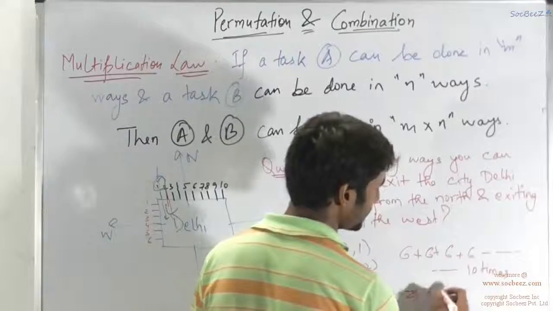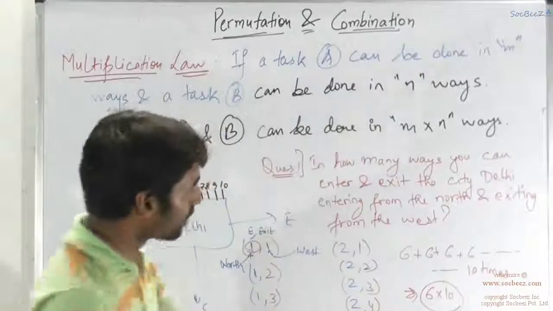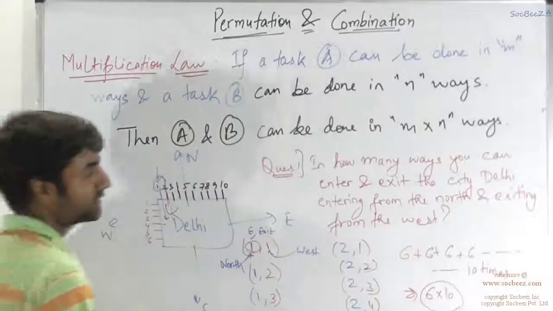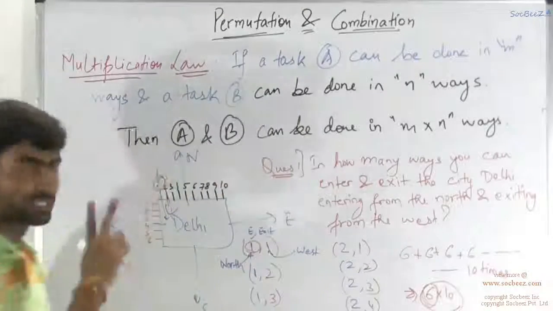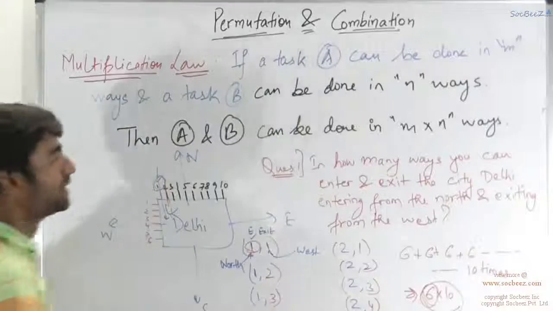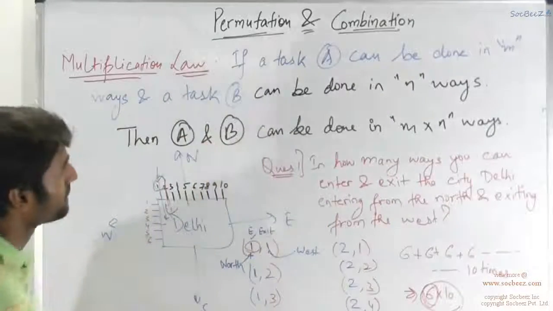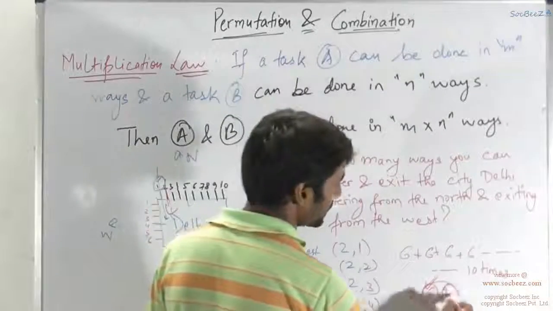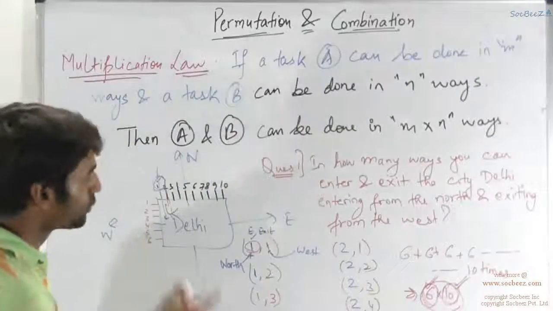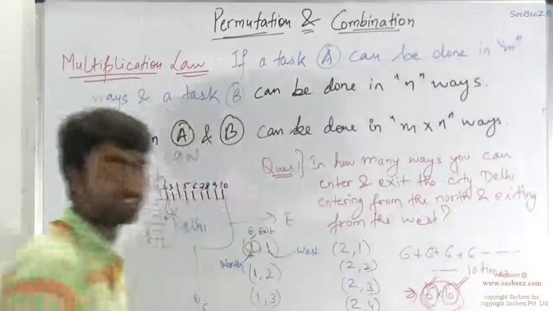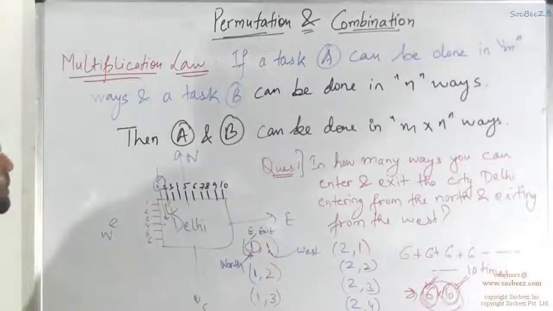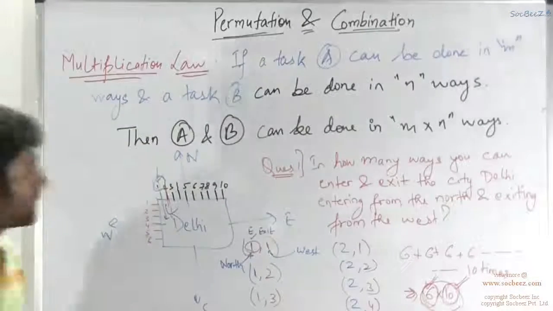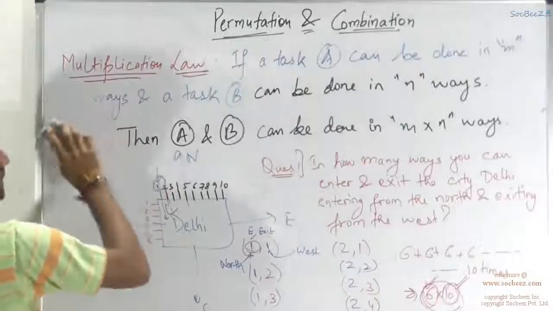So what does it give? 6 into 10. That is the number of ways in which you could do the task A, entering from the north direction, and the second task, exiting from the west direction. So it is basically following the multiplication principle. What does it say? If you can do one task in m ways, and another task in n ways, and you have to do both of them, you can do it in m into n ways. This is what is known as the multiplication principle. I will do one more example on this multiplication principle and it would be clear to you what basically it says.